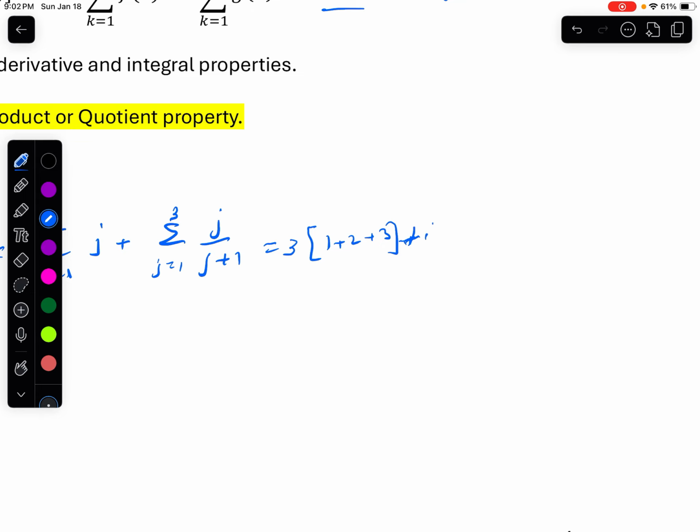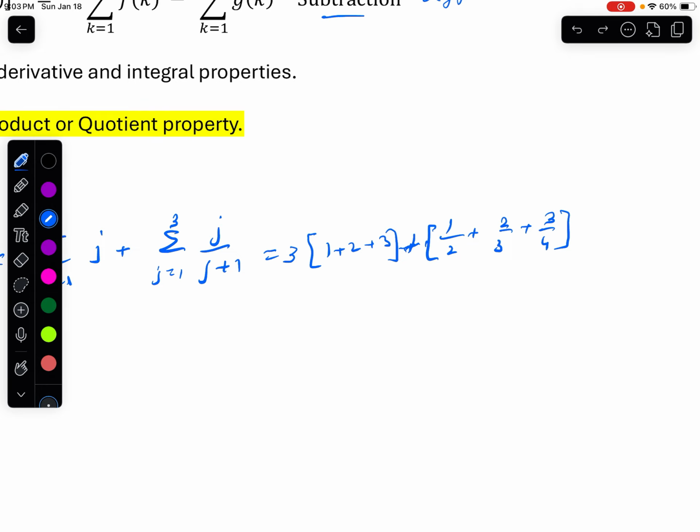Plus, now let me put the bracket, so I get 1 over 2 plus 2 over 3 plus 3 over 4. How? Well, the expression is j over j plus 1. So where j is 1, my expression becomes 1 over 1 plus 1, which is 1 half, plus j is 2, then we get 2 over 2 plus 1, which is 3. So 2 over 3 plus 3 over 4. So that's it. That's what it is.